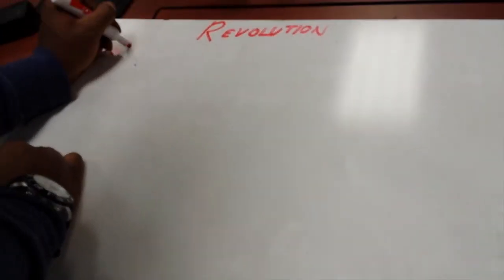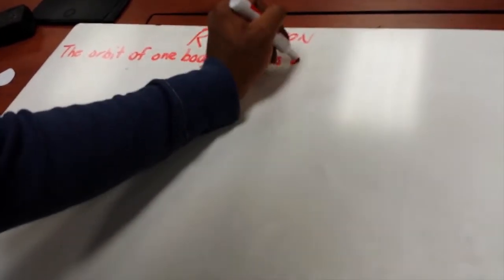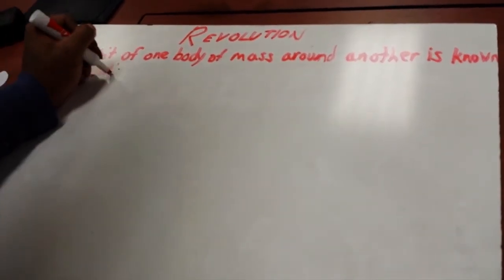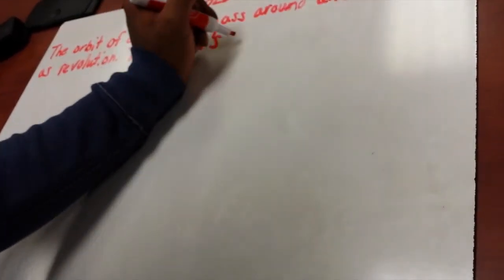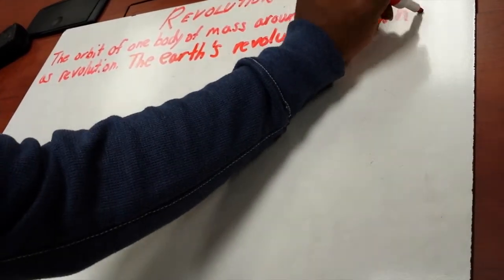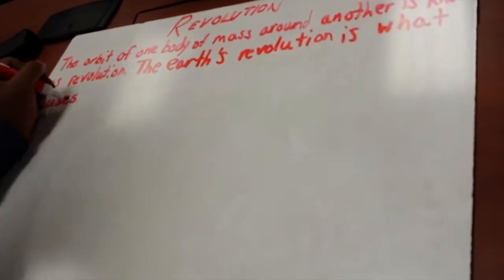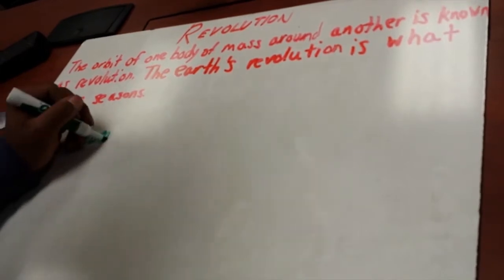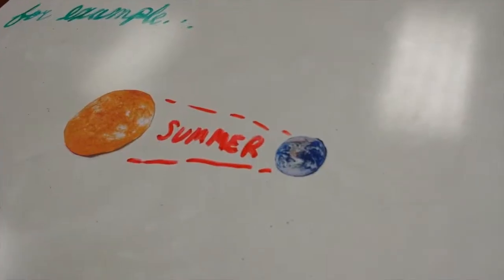So it's here where we're discussing revolution. Revolution is the orbit of a body of mass around another. As the marker so eloquently puts it, the Earth's orbit around the sun is what causes seasons. You know, you have summer, autumn, winter, and spring. So that's how you get seasons. It's due to revolution.